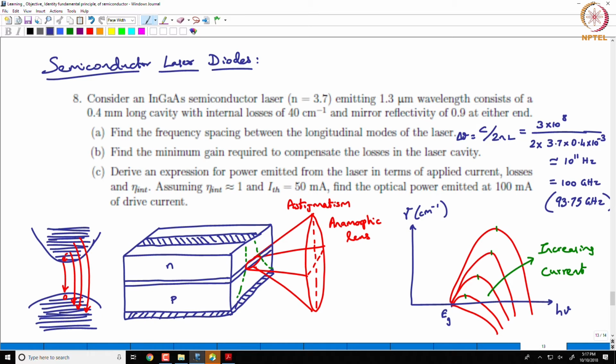It has to be in gigahertz, 10 power 8 divided by 10 power minus 3.